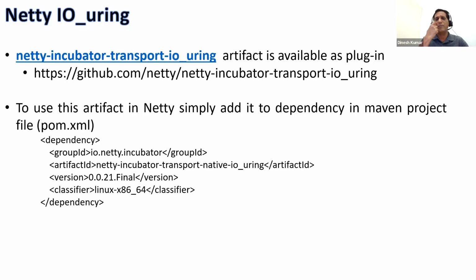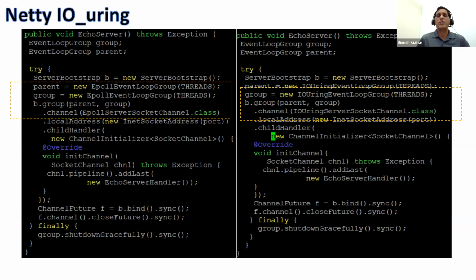So here there's an artifact that is available online, and using io_uring for Netty is very simple. All we need to do is compile this artifact in the project file by putting this dependency in there. And once you put this artifact dependency here and compile it, io_uring is all ready to be used with Netty. So this is a simple comparison that we put together.